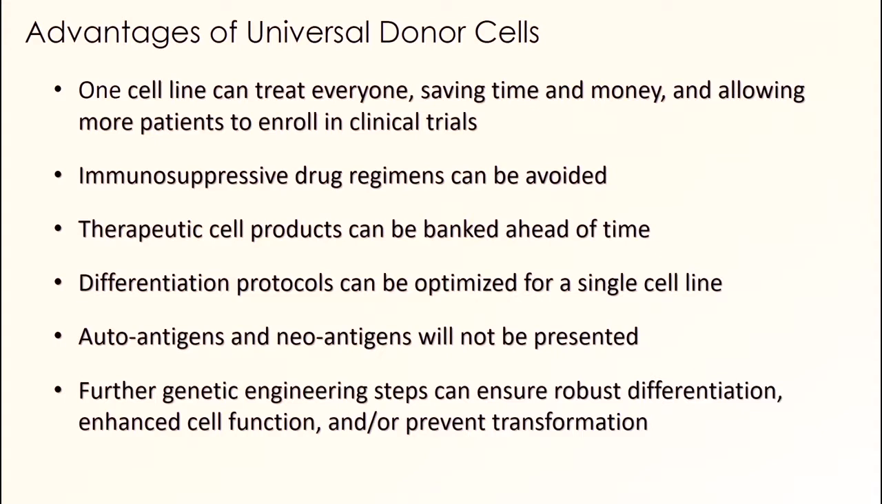And finally, I think one of the most exciting parts of this approach is that you make the cell line that you can give to everyone. You have time to engineer it as you want because you only have to do it once. So all additional genetic engineering steps can be added into the system to improve differentiation, to enhance cell function. It doesn't have to be a normal cell. It has to be a cell that cures you and also prevent transformation.